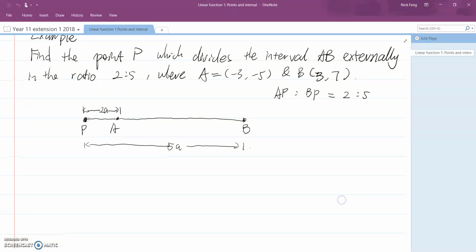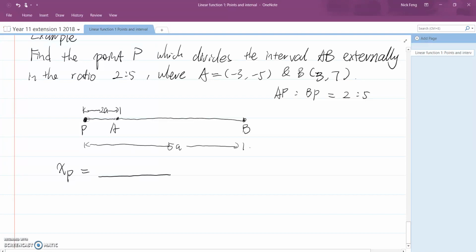So let's take a look at this example. P divides interval AB externally in the ratio of 2 to 5. I explained to you what the real situation is, where AP to BP is 2 to 5, and P is actually to the right hand side of interval AB. So to find the actual ratio, the x coordinate of point P, it's exactly the same.